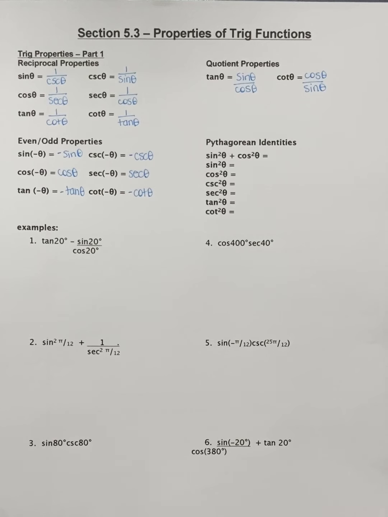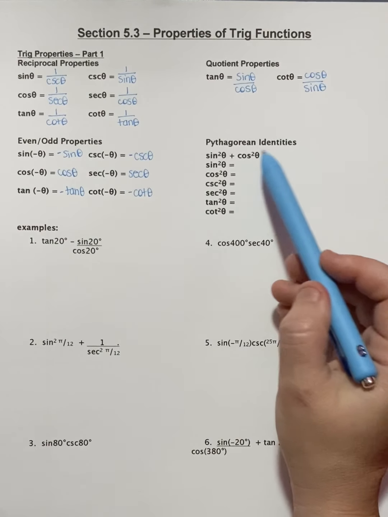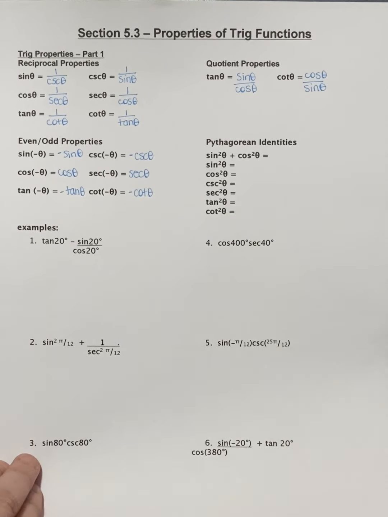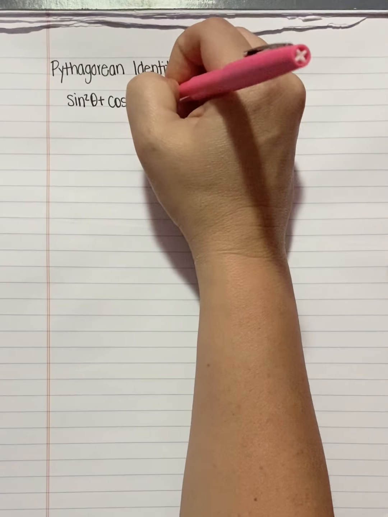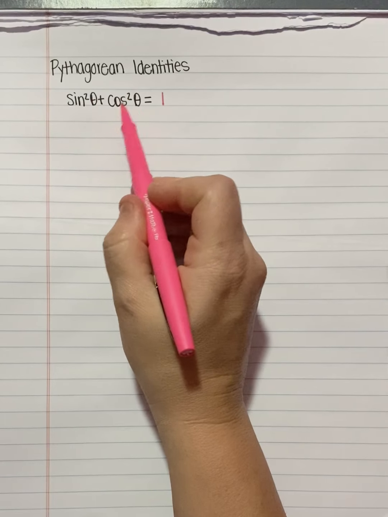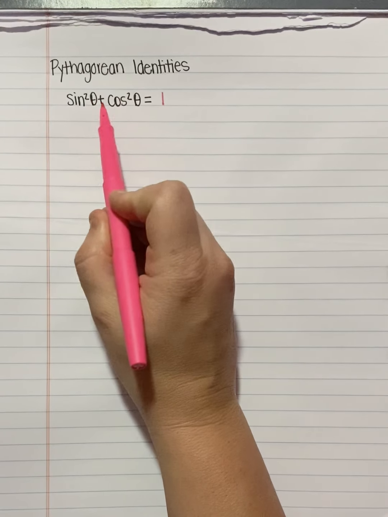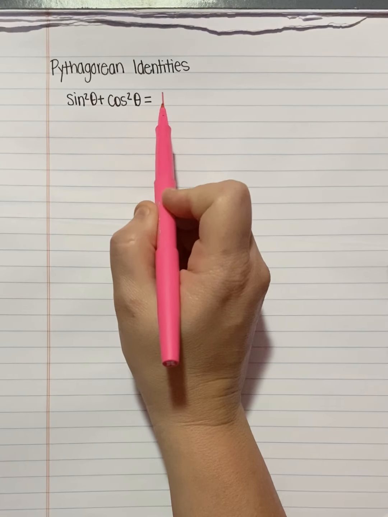All right, next set of properties, and these are big properties, are my Pythagorean identities. I'm going to go to my notebook paper here to try to show you where these properties come from. All right, the first property we have on our sheet is sine squared plus cosine squared. Anytime you see this, this always equals 1. Sine squared, cosine squared have the same angle. When I add them together with their squares, they equal 1.